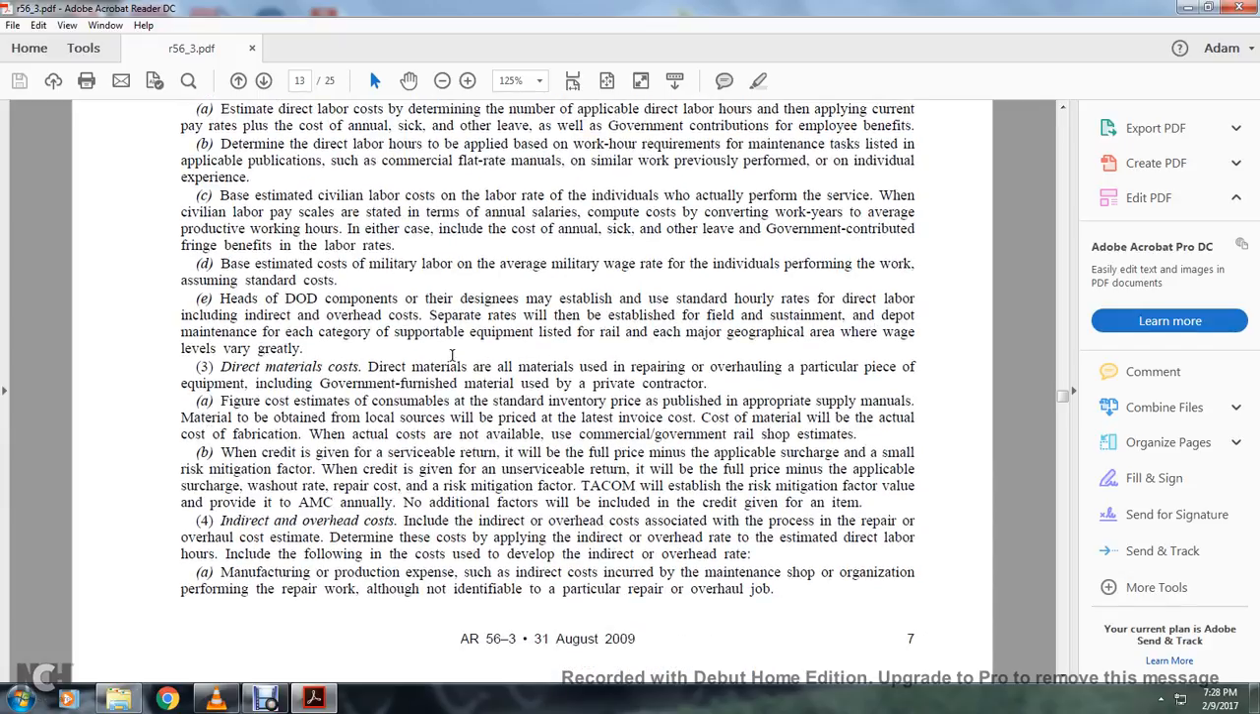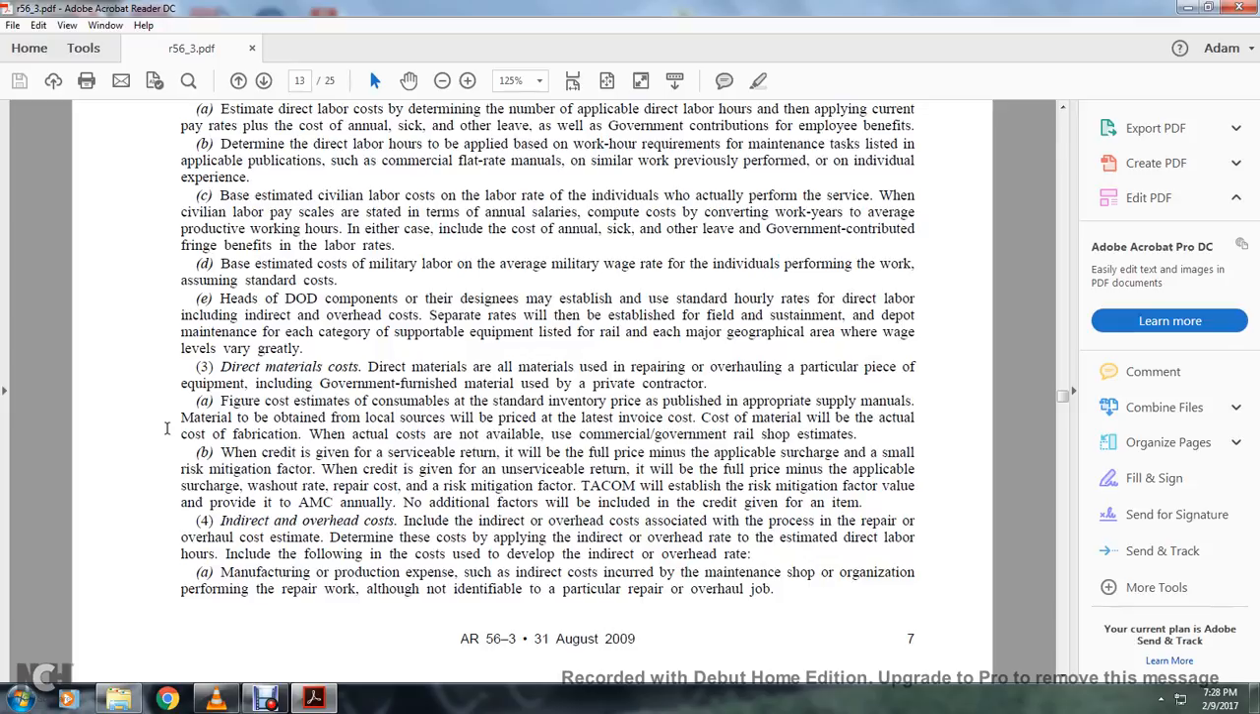Direct material costs. Direct material costs are all materials used in repairing and overhauling practical pieces of the equipment, including government-furnished material and material used by a private contractor. Figure the cost of consumables at the standard inventory price published in the appropriate supply manuals. Material obtained from local sources will be priced at the latest invoice cost.